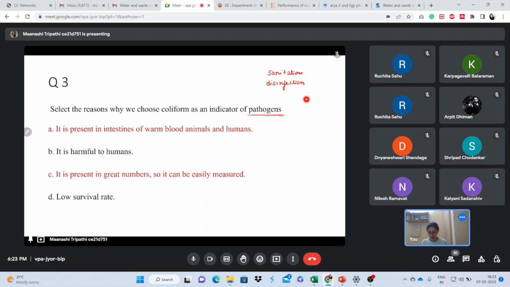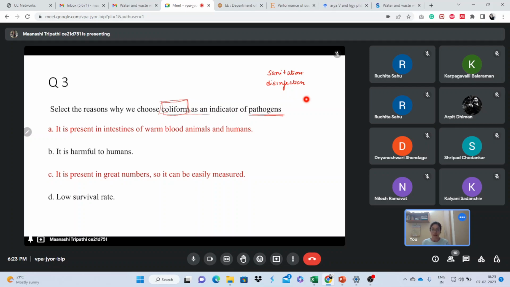Okay, so let's get back to the question. Why do we choose coliform as an indicator to kill pathogens? Okay, let's talk about coliform also. What are coliforms? Okay, I'll tell you. Coliforms are a type of bacteria which we use to check the pathogens present in the water body. You guys are already seeing the answer.